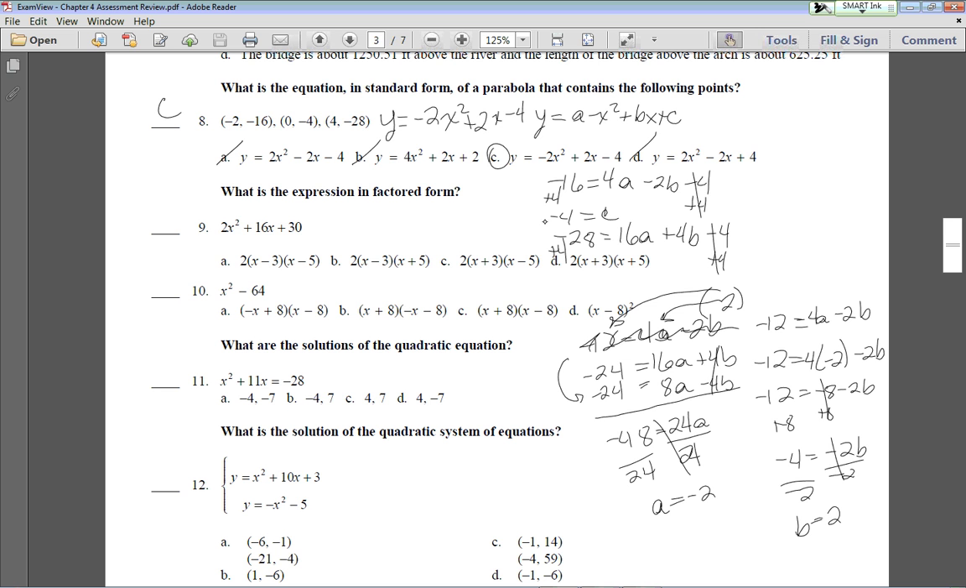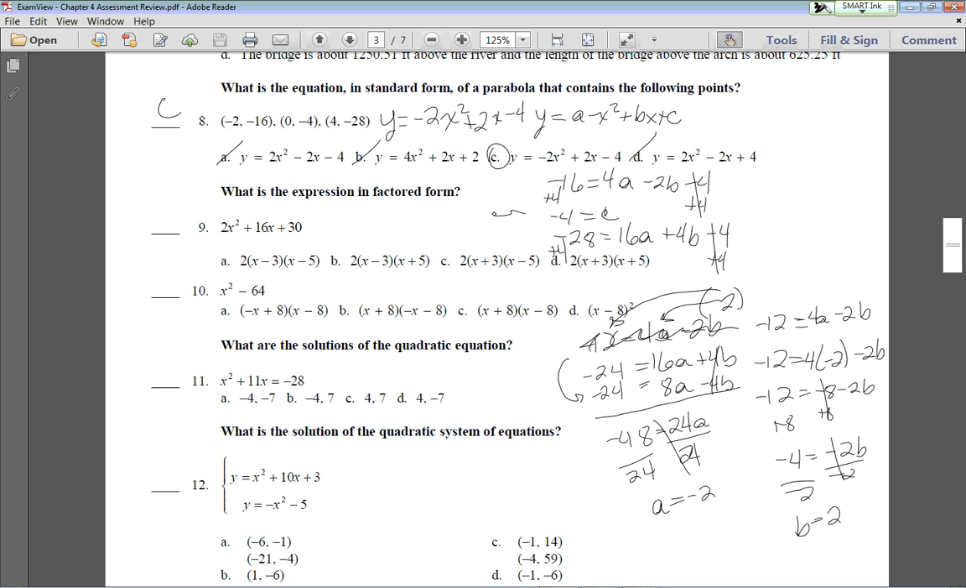All right, so again, for this one, what you have to do is make 3 separate equations. Each one of these 3 points gives you a separate x and y value, which you plug into your standard form equation for the x's and the y's. So the first one gives us negative 16 equals 4a minus 2b plus c. The second one gives us negative 4 equals c. The third one gives us negative 28 equals 16a plus 4b plus c.